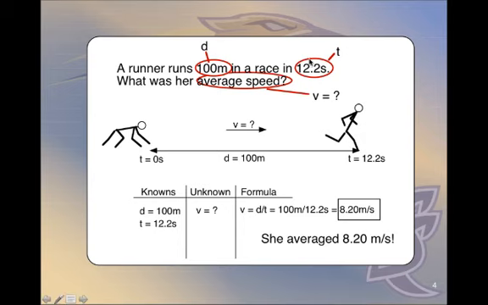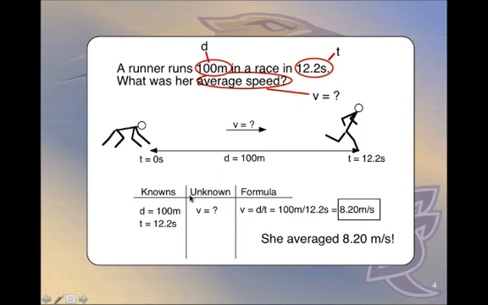So now the second time we read it, we look for our knowns. A runner runs 100 meters, and meters is distance, in a race in 12.2 seconds, and seconds is time. What was her average speed? And that is our unknown, and we label that V equals question mark. Then our next step is to put that concept in an illustration here. So we show the runner, we show the distance that the runner ran, 100 meters, and we show the overall time interval, 12.2 seconds. And our question, which we show as a velocity vector here, is what is the speed?